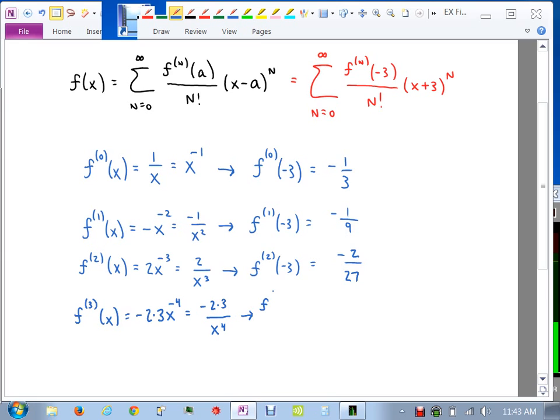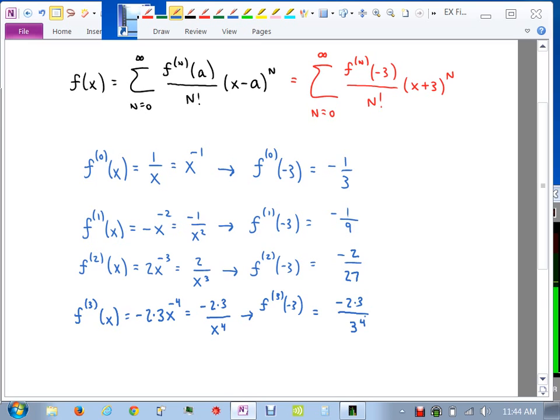Now we plug in. The third derivative at negative 3 is, where? 81. Now I'm going to start writing it like this. 3 to the 4th. It doesn't matter that it was negative, right? Because when I do it, it's going to be positive. And the previous one was what? This one was 3 to the 3rd, and this one was 3 squared.